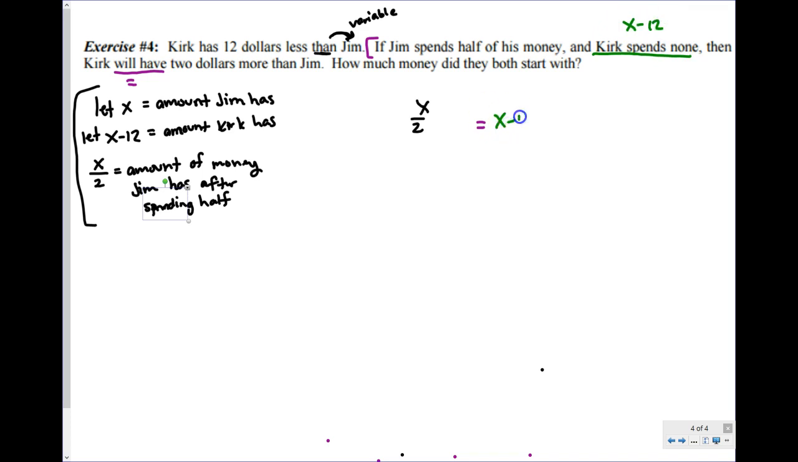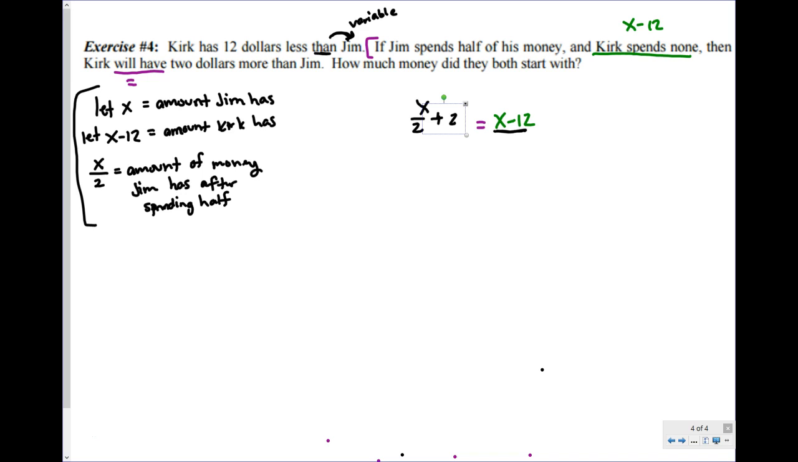Okay? Then Kirk will have $2 more than Jim. If Kirk has $2 more than Jim, then we have to put this plus 2 over here. Because that's the side that Jim is on, and we've got to create that equality for Jim, right? Because he's got $2 less. Because Kirk hasn't spent any of his money, right? This side doesn't change. But Jim spends half, and Kirk has $2 more than him. Okay? So now we're going to solve this equation.